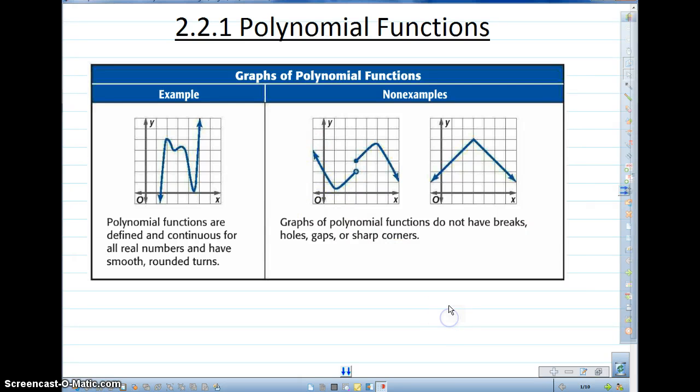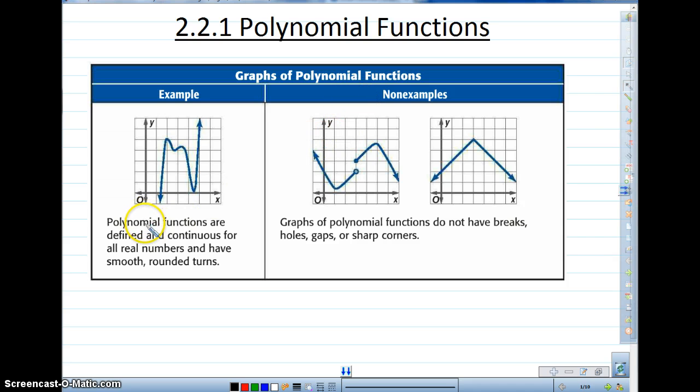Hey there everyone, today we're doing Chapter 2, Section 2, Day 1. It's on polynomial functions, which is something that you should have been introduced to in Algebra 2. But I wanted to show you a quick example and a non-example of a polynomial function.